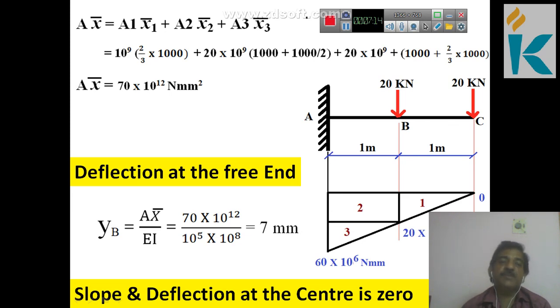Now you substitute this A X bar value in the Y formula, that is A X bar by EI, 70 into 10 power 12 divided by 10 power 5 into 10 power 8. So you are going to have 7 mm. So this is the answer, that is deflection at the free end is 7 mm. Thank you all.